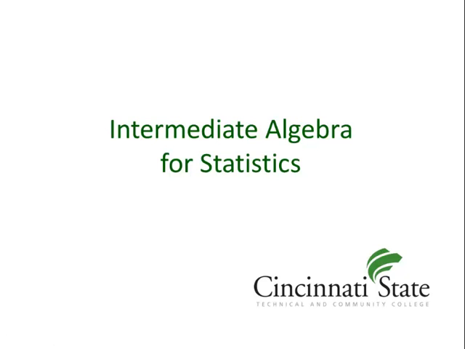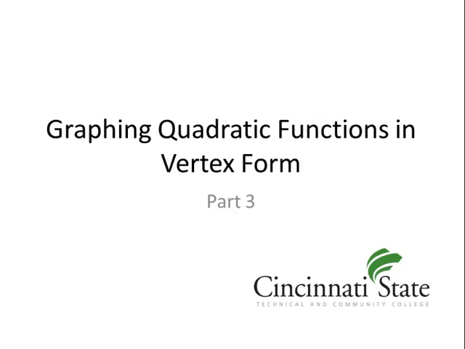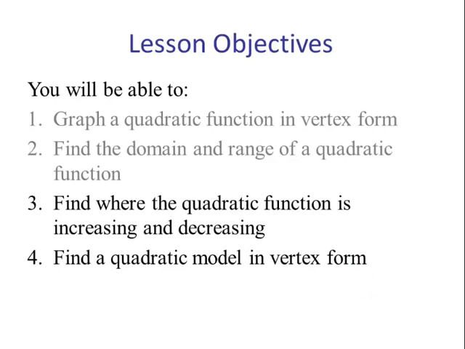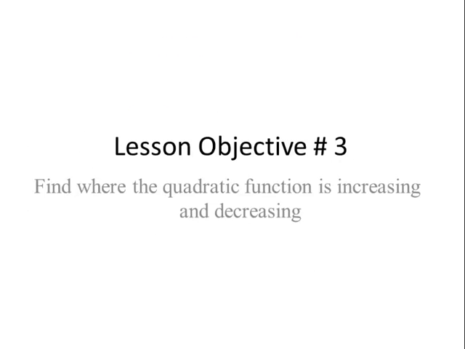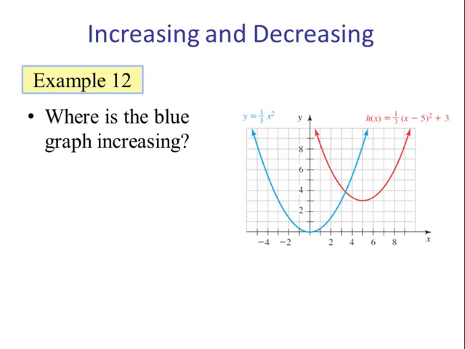Intermediate Algebra for Statistics, Graphing Quadratic Functions in Vertex Form, Part 3. Lesson objectives: find where the quadratic function is increasing and decreasing. Find a quadratic model in vertex form. Example 12. Where is the blue graph increasing?